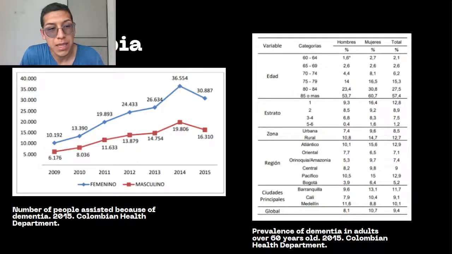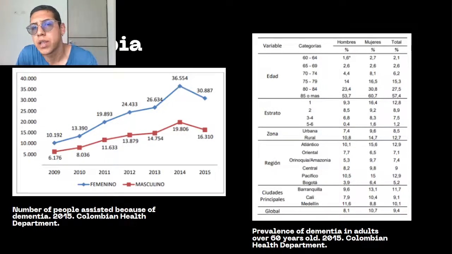Okay, in the case of Colombia, we can see in the left graph that there is an increasing tendency in both sexes, but women have more cases and are more susceptible to developing Alzheimer's. It is important to notice that the women's cases almost duplicate men's cases. In the right table, there is the prevalence of dementia, taking into account several variables.